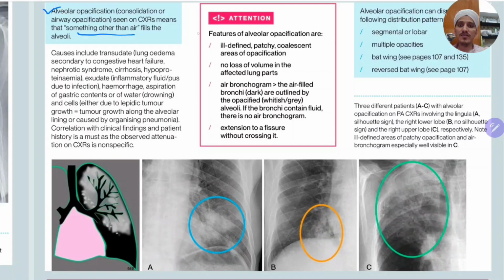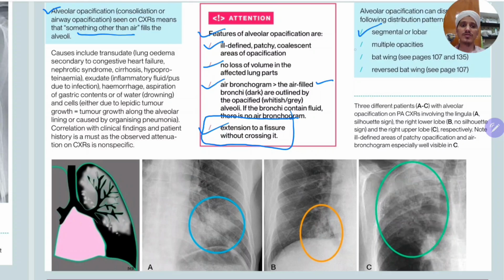So what are the characteristic features we see? Ill-defined patchy coalescent areas of opacification, no loss of volume, air bronchogram. What is an air bronchogram? The air-filled bronchi are outlined by the opacified whitish gray alveoli. If the bronchi contain fluid, there is no air. That's why I said it is not necessary that every consolidation has an air bronchogram, but if present, then that is a hallmark of consolidation. Extension to a fissure is an important point. Remember, consolidation will not cross the fissure, oblique or horizontal. Consolidation confined to a lung will not cross the fissure.